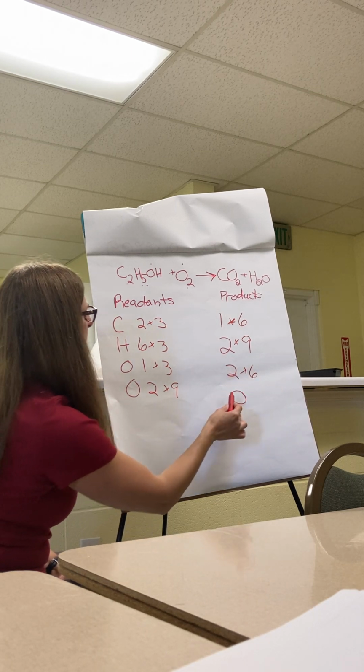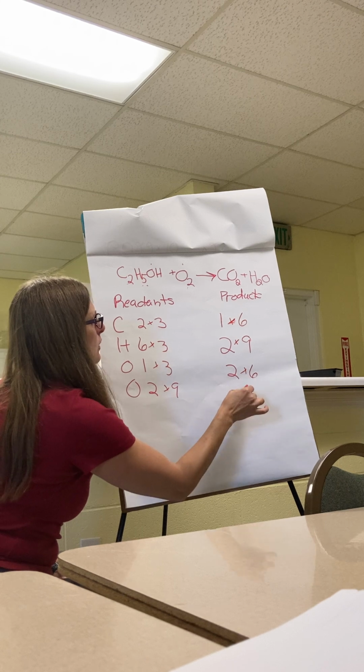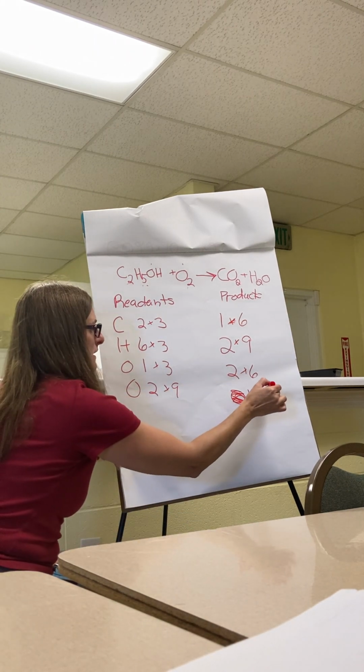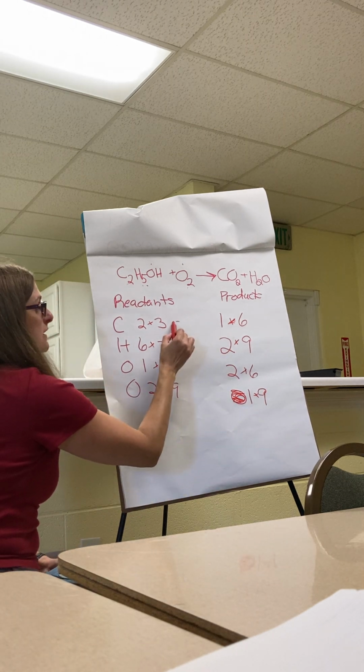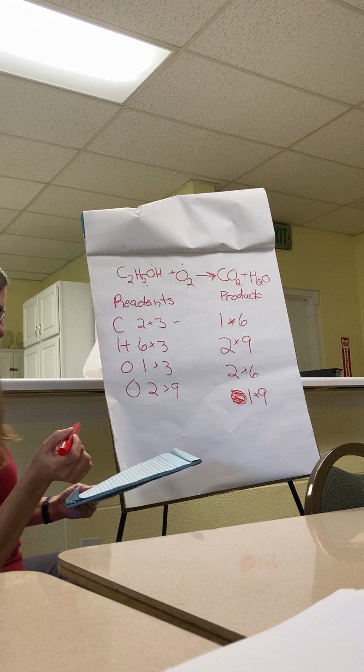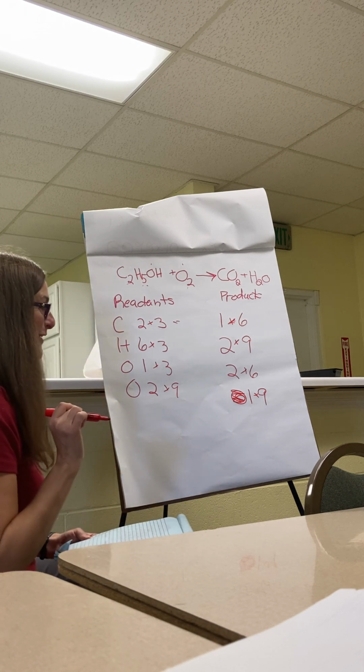Why do I have an O there? This is supposed to be a 1. Write what I mean, not what I say. All right, so this makes sense? It is not balanced. Why is it not balanced? Let's talk about that.